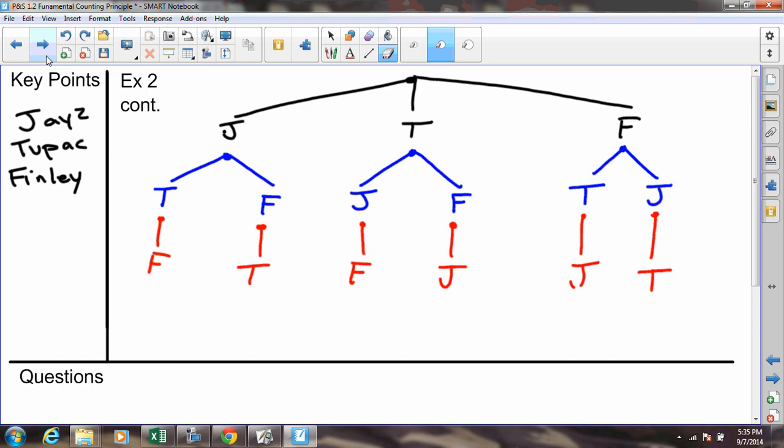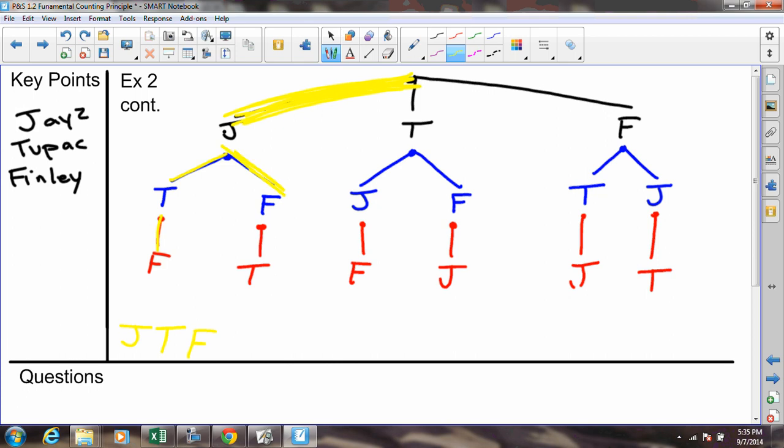Well, since I already have the tree diagram, I'm going to take advantage of that and follow the different branches. One branch is to say Jay-Z first, then Tupac, then Finley. Well, I can put that in an order. Jay-Z, Tupac, Finley. But I could have branched off and done it a different way with Jay-Z first, Finley second, Tupac third. That's another order where I could have had Jay-Z, Finley, and Tupac.